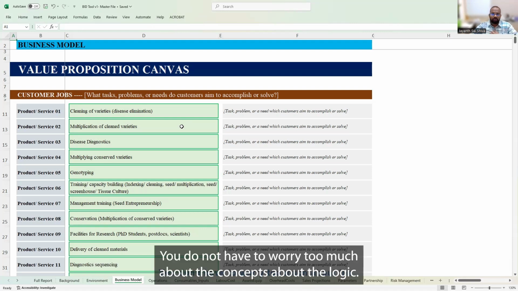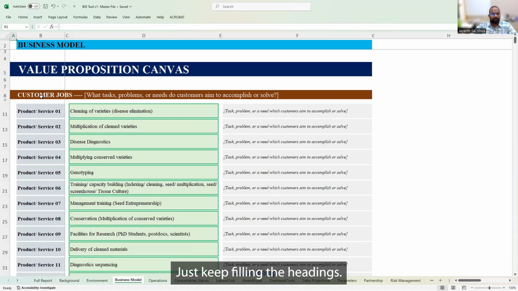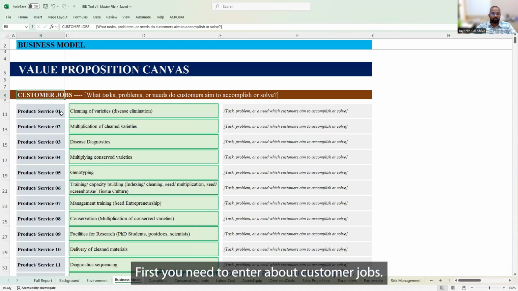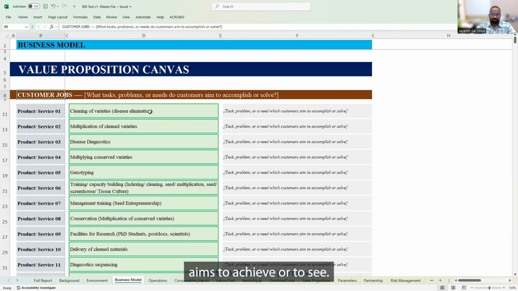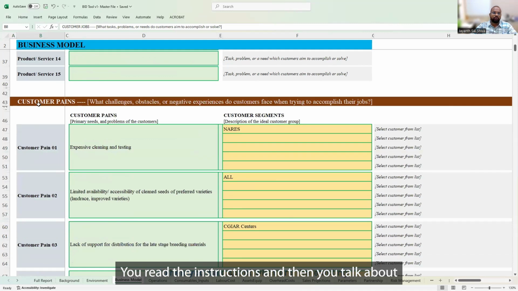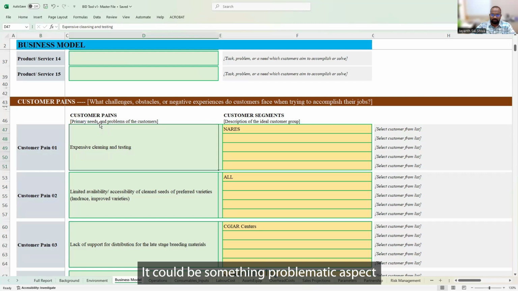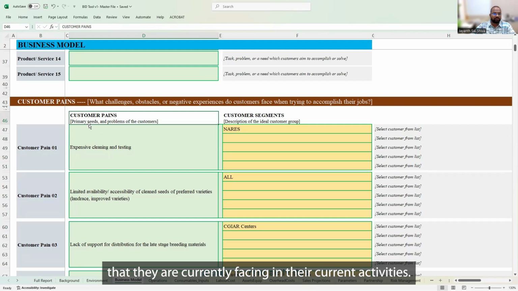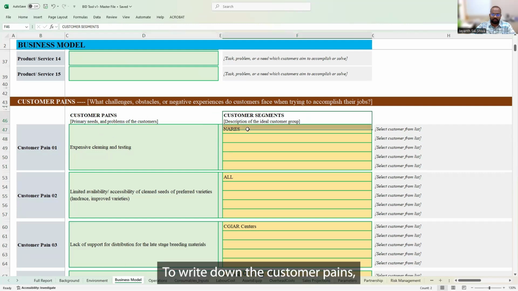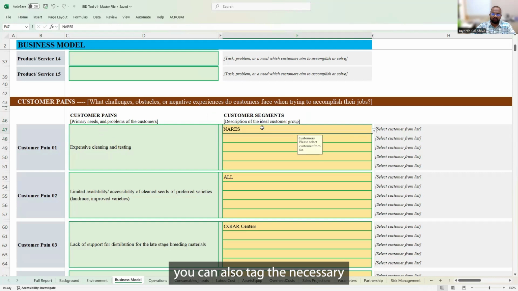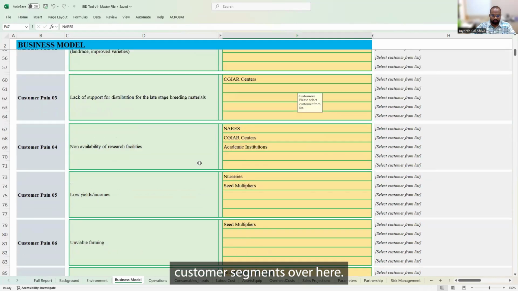You don't have to worry too much about the concepts, about the logic. Just keep filling the headings, whatever you're posed with. First, you need to enter about customer jobs. What are the various jobs that the customer aims to achieve or receive? You read the instructions and then you write. Then you talk about what are the existing pains that the customers are undergoing. It could be some problematic aspect that they are currently facing in their current activities. So write down the customer pains. You can also tag the necessary customer segments over here.